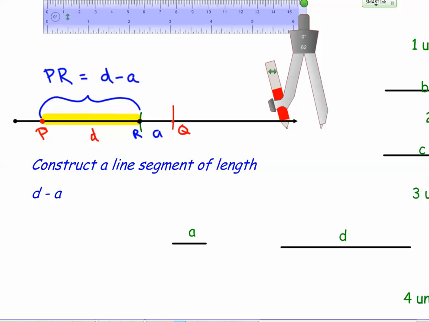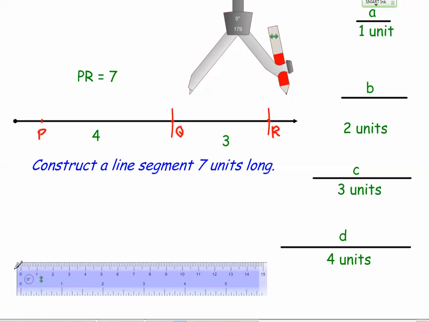All right. Then you had to construct a line segment 7 units long on your own, and you guys knew to copy PQ, use Q as your center, and copy QR. Okay, so D, this segment here was 4 units, so that's where this came from. This matches D. This matches C, which was 3 units, and now we know P to R is 7 units long. So that was just practice.